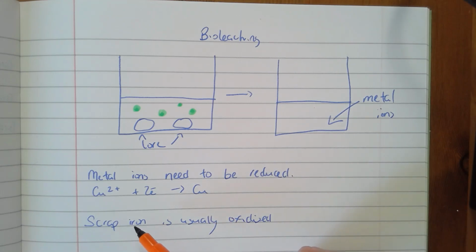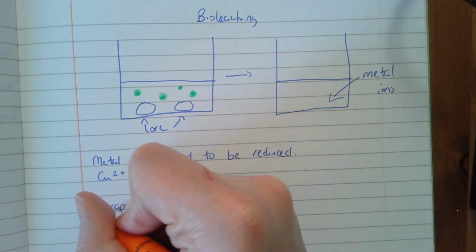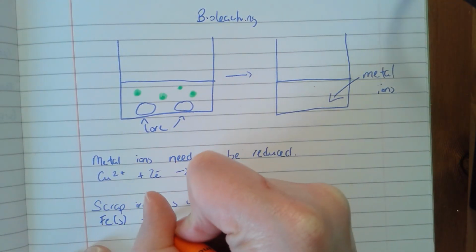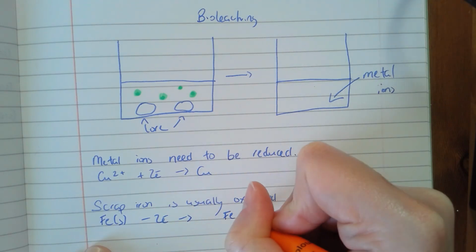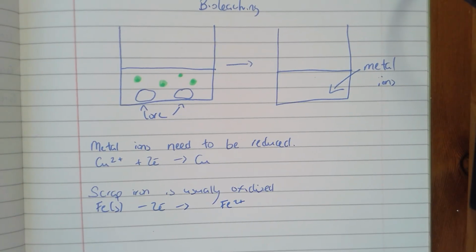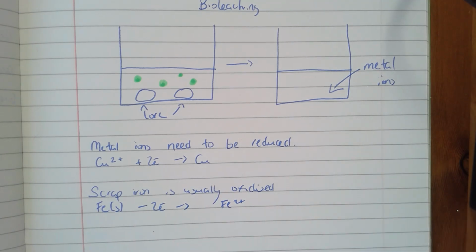But usually what they use is just a displacement reaction. They'll use solid iron, just scrap iron that they've got no other use for. The iron will be oxidized, so you'd have your iron as solid scrap iron, losing 2 electrons and becoming Fe2+. So the iron will be oxidized and will supply the electrons for the Cu2+ ion to be reduced.